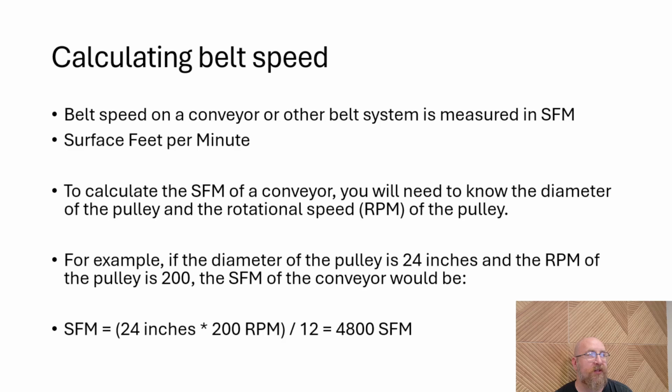So the surface feet per minute equals 24 inches times 200 RPM, et cetera, et cetera. And then you would divide that by 12, and you get 4,800 surface feet per minute.